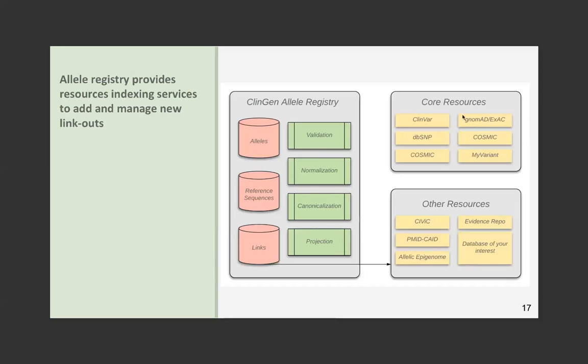And these links can be of two types. One is core resources like ClinVar, gnomAD, dbSNP, COSMIC, and myvariant.info. These are the resources that we maintain in the ClinGen Allele Registry. But if you are interested in one particular resource, you can cross-link by yourself. One example of such a resource is CIViC. We worked with the team and provided them whatever information they needed, and they were able to manage the linking by themselves.